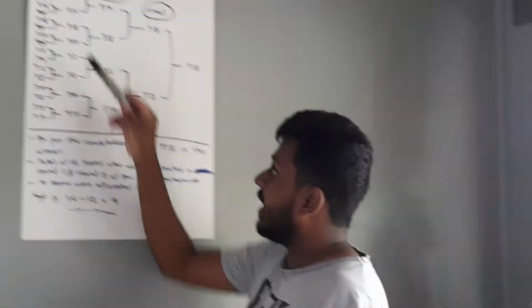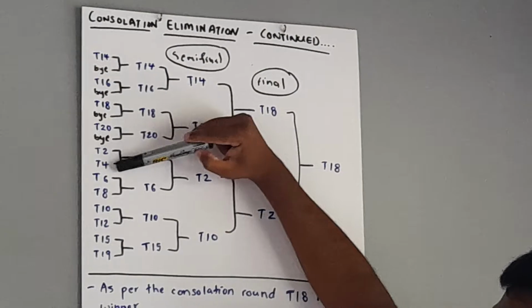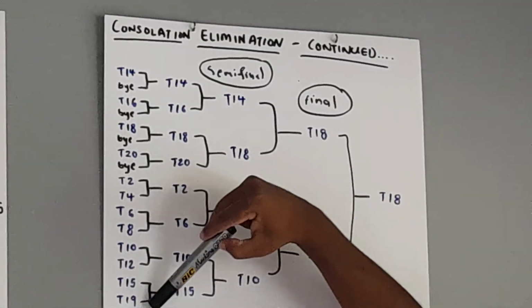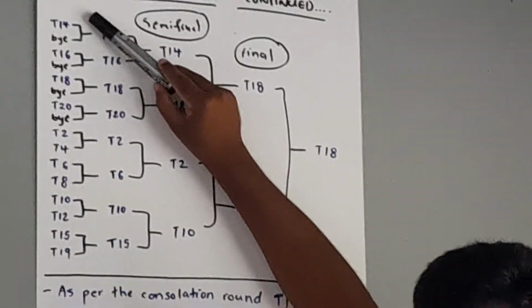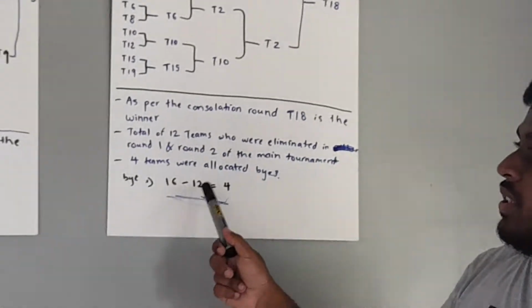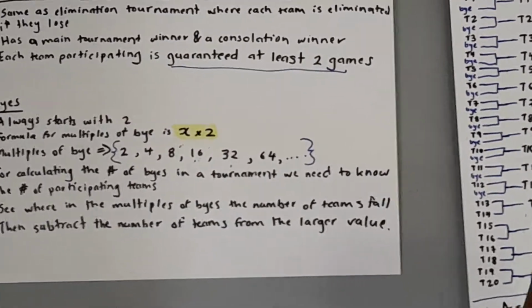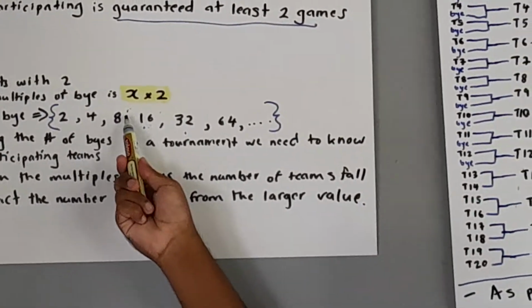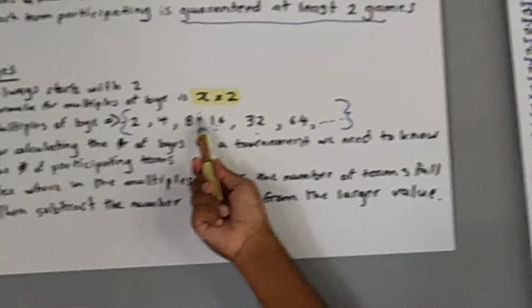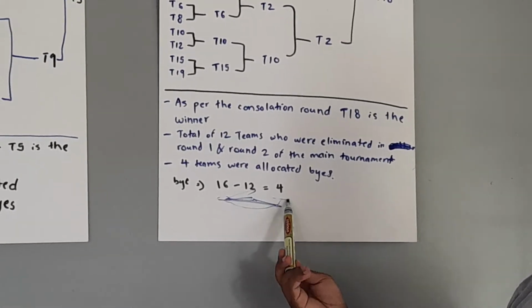So basically they end up over here: 14, 16, 18, 20, 2, 4, 6, 8, 10, 12, 15, 19. These are the teams who lost in round 1 or round 2. So we count the teams, and it comes to a total of 12. To see again where 12 falls among the multiples of 2, you can see 12 falls between 8 and 16. Since it falls between 8 and 16, we subtract it from 16, the larger value, as we can see over here. 16 minus 12 will give us 4 byes.